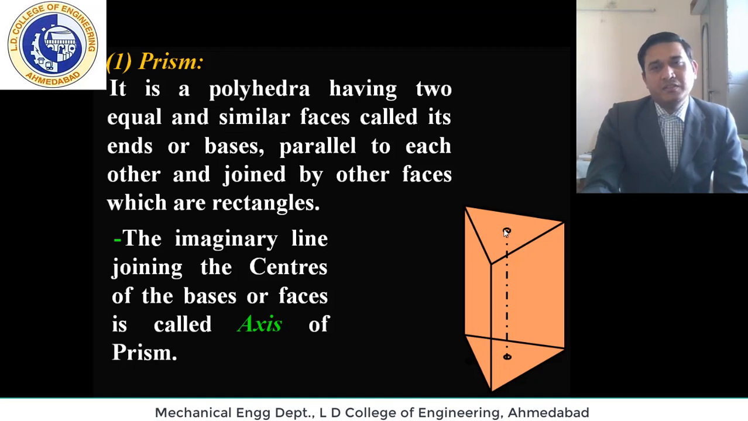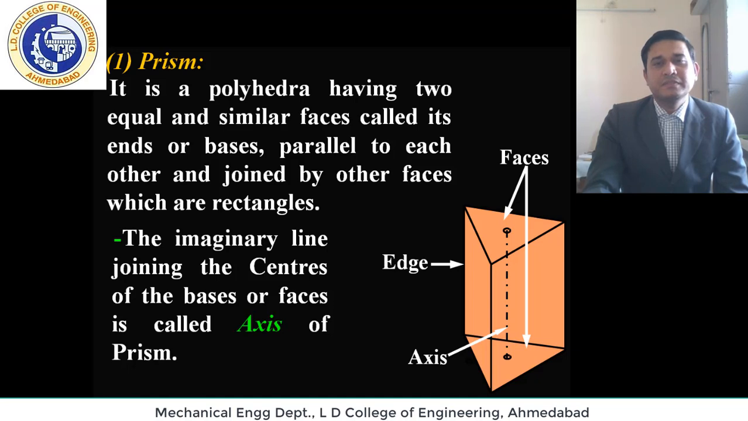The center of the top base and the center of the bottom base are connected by an imaginary line, known as the axis. These are notations for your information. And the corners of the top base and the bottom base are joined by a line called an edge.